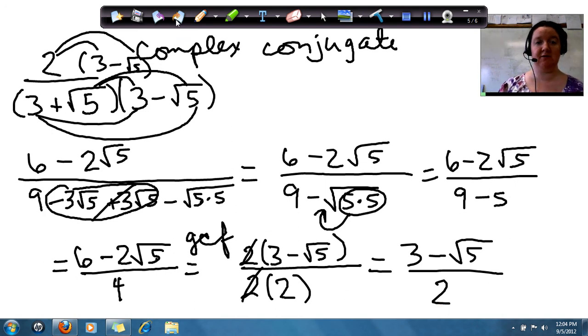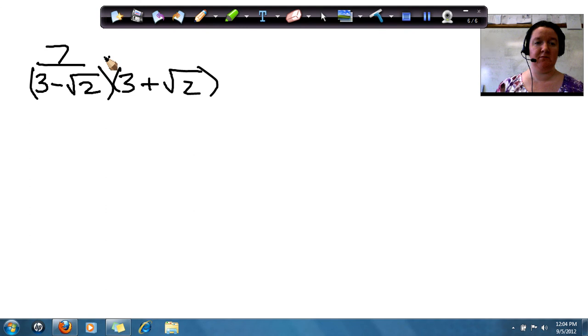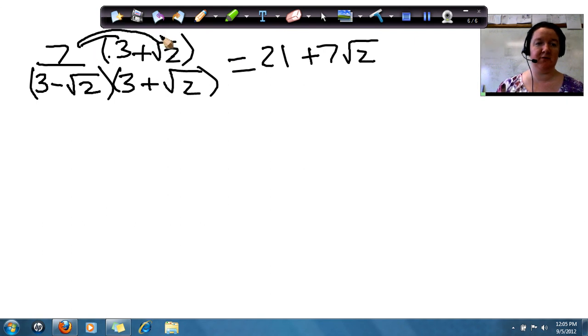Let's look at another example. Here, we need to multiply the top and the bottom. We're changing the sign in the middle, so we're going to say 3 plus the square root of 2, 3 plus the square root of 2. And we're going to FOIL this out. So we're going to get 21 plus 7 square root of 2, because we're multiplying those parts together.